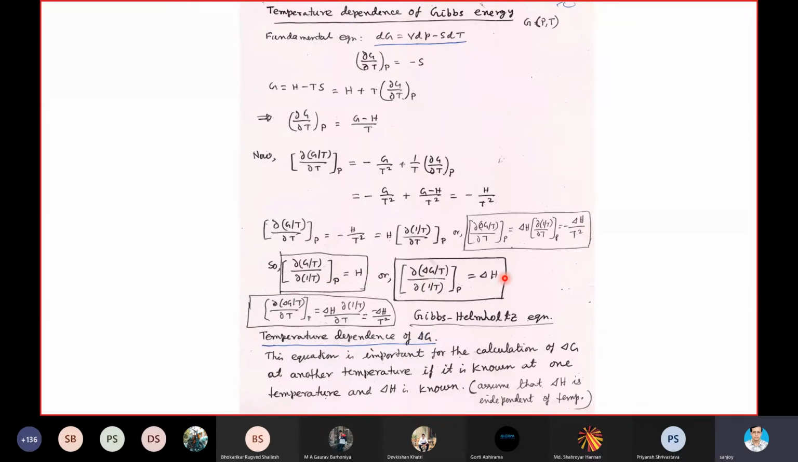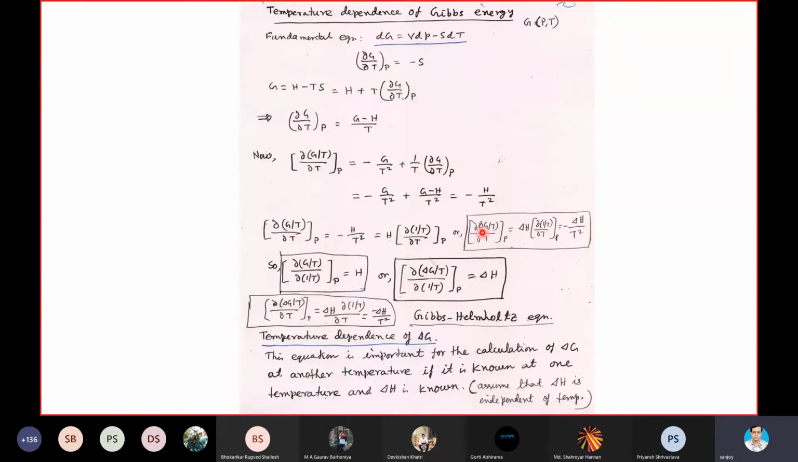So instead of H, now it will be delta H. Now we are assuming that delta H is independent of temperature. Therefore, we can write it down in this manner, or similarly we can write it in this manner also. These are all identical equations. So here it is G by T is this.